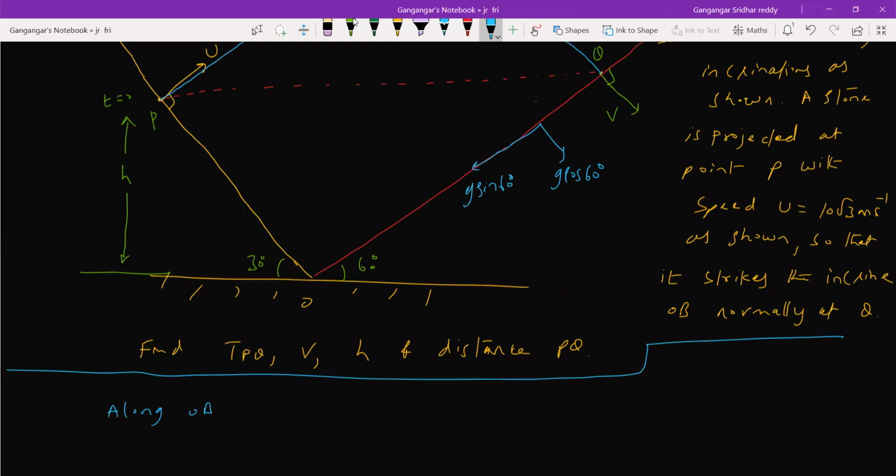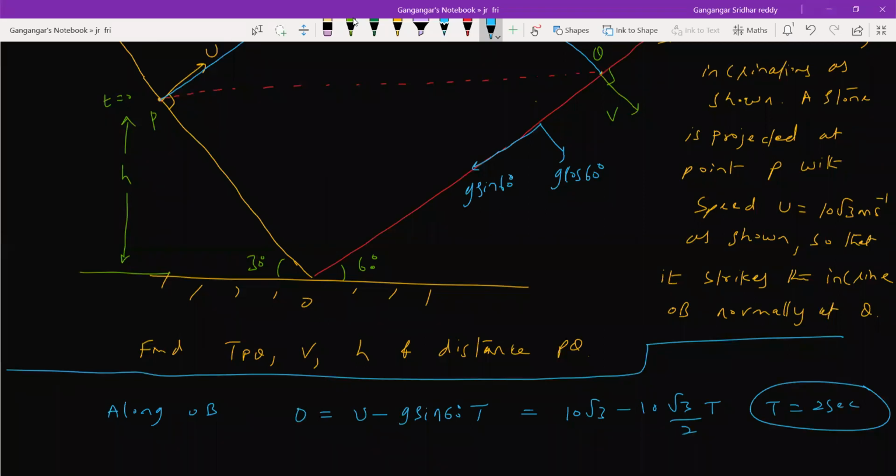Along OB, let me write. So what is the initial velocity? The initial velocity along OB is u. Final velocity will be 0, no? At Q. So the equation will be 0 equal to u minus g sin 60 into t. So what is the value of u? u is how much? 10 root 3. 10 root 3 by 2. So solving this, we'll get time of flight 2 seconds.